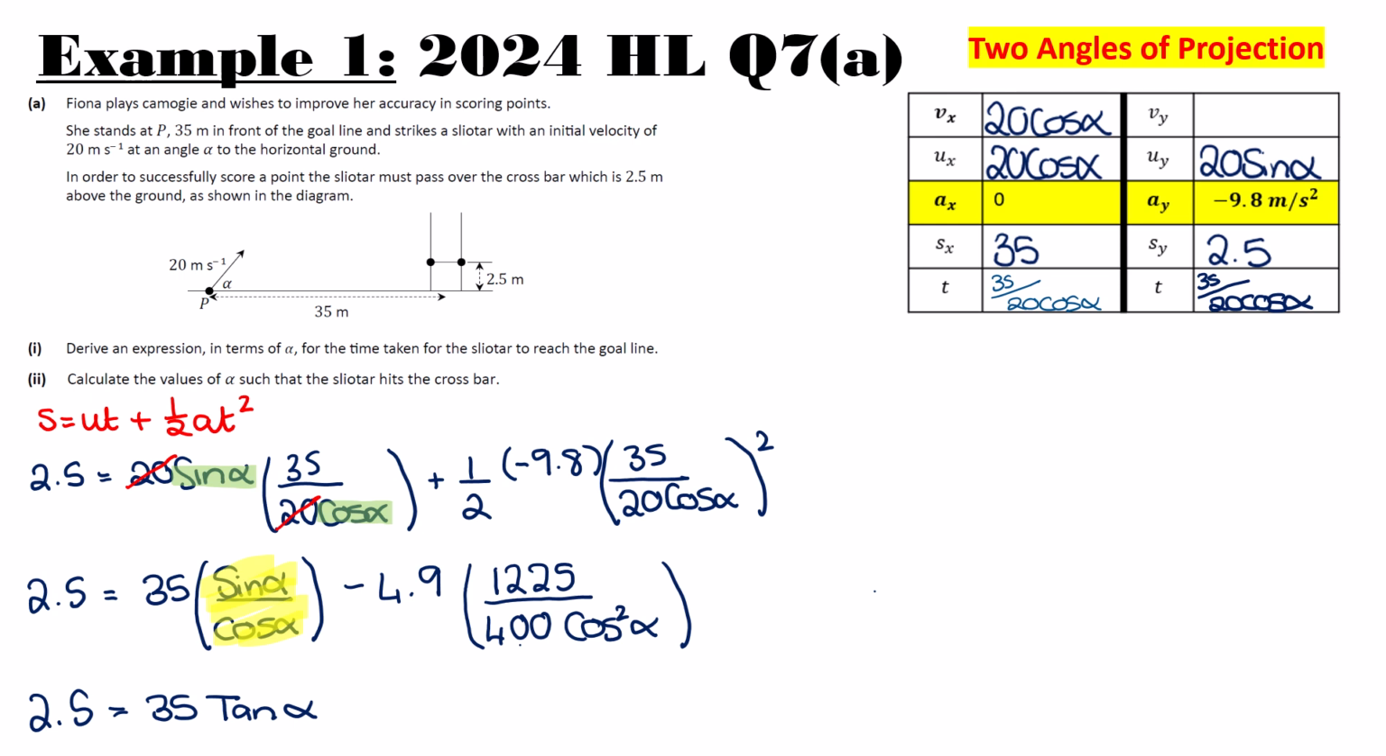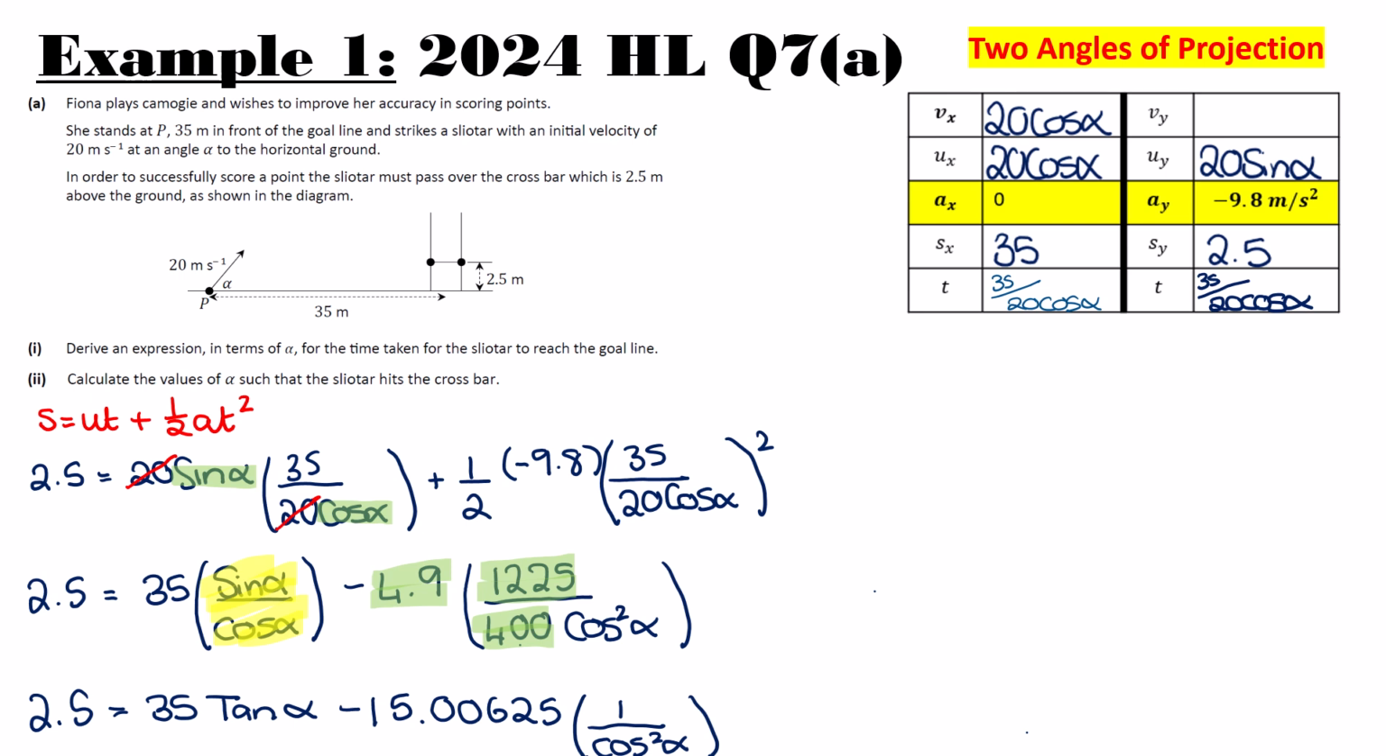For the next piece, in my calculator, I'm going to calculate my 4.9 times 1225 all over 400, and I'm going to leave the cos squared where it is. So that's 4.9 times 1225, and then divide that by 400. We can leave that as a decimal or as a fraction. It's up to you. I'm going to put it as a decimal just for space, 15.00625, and that's going to be times 1 over cos squared alpha. So cos squared is still in the bottom line. Just be careful with that.